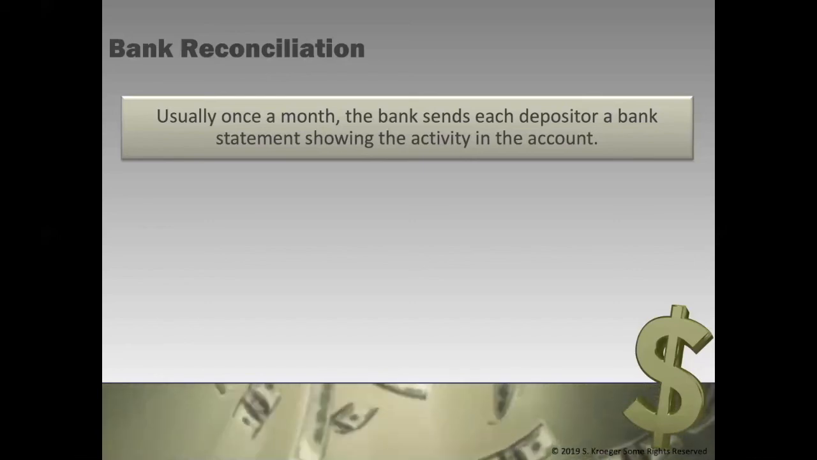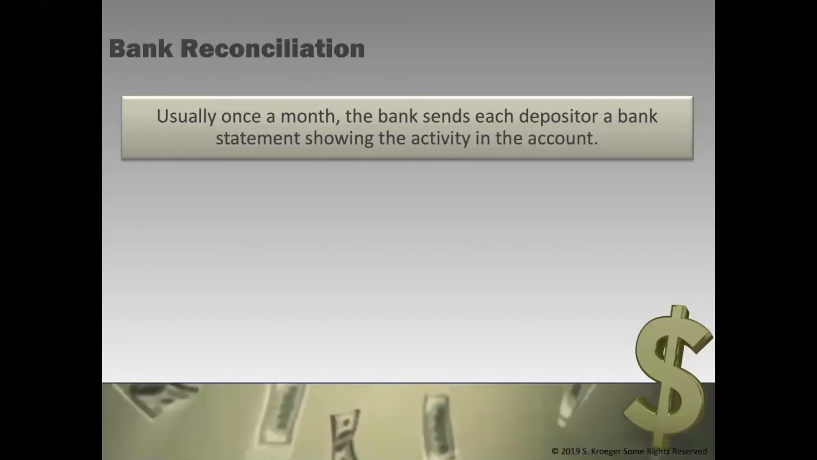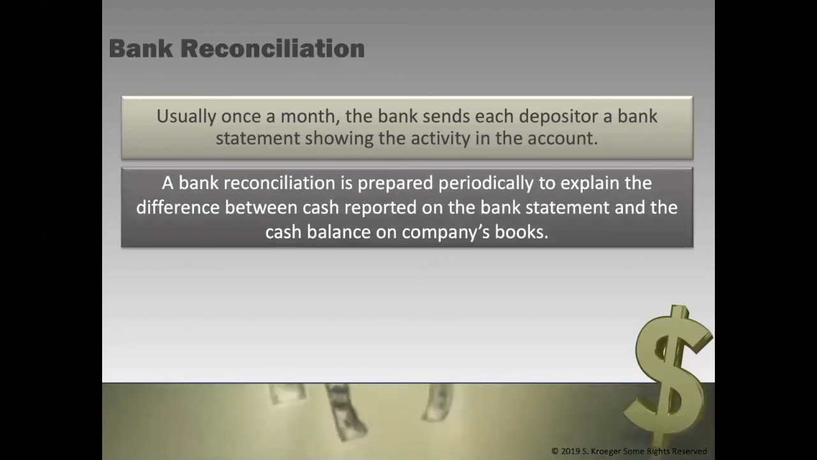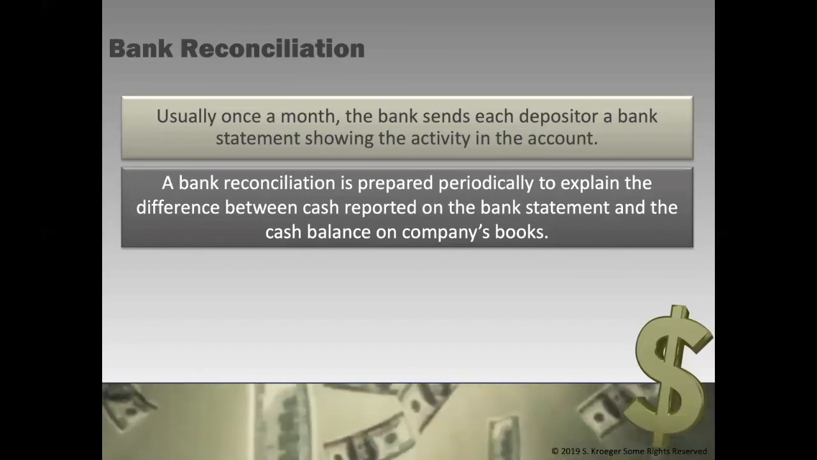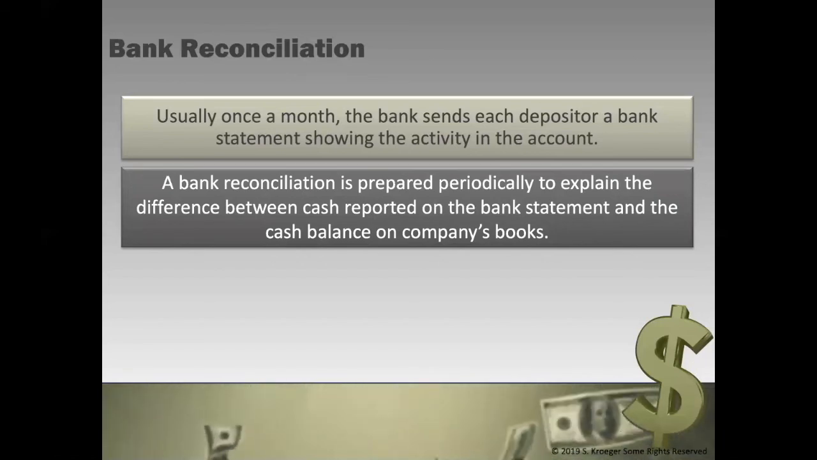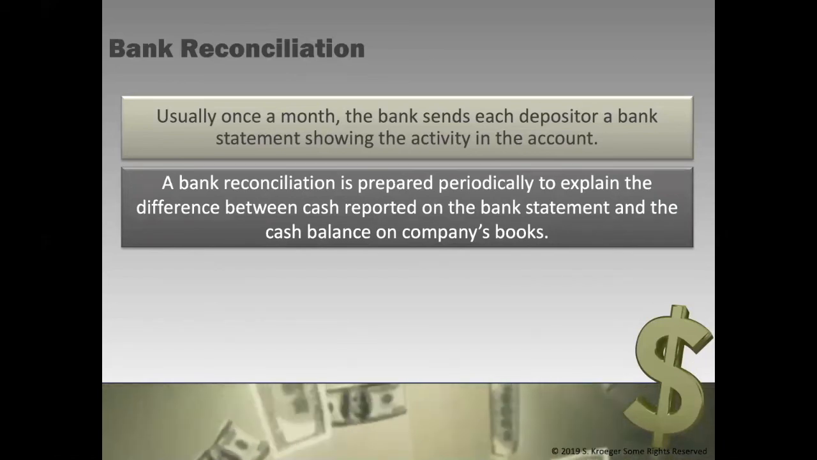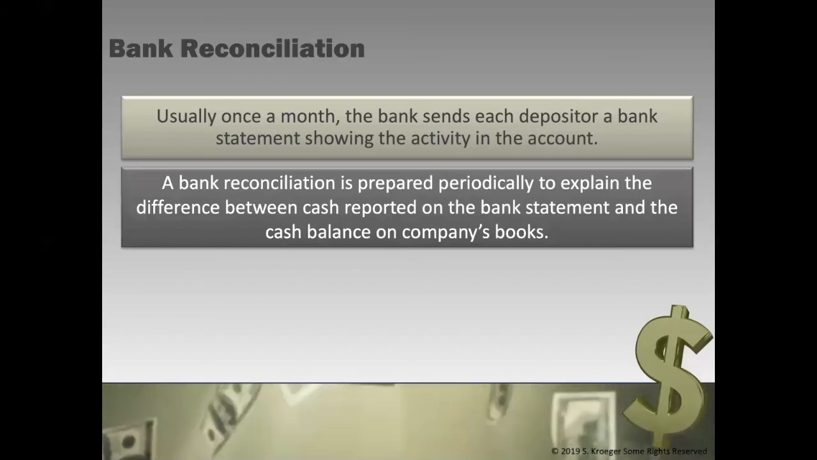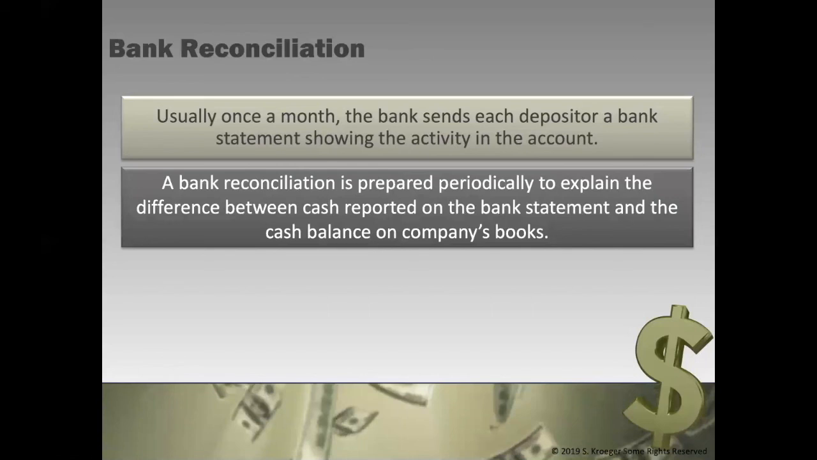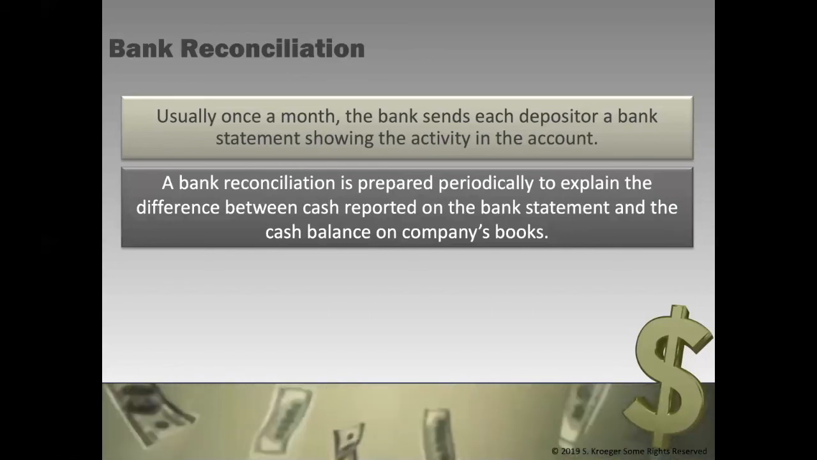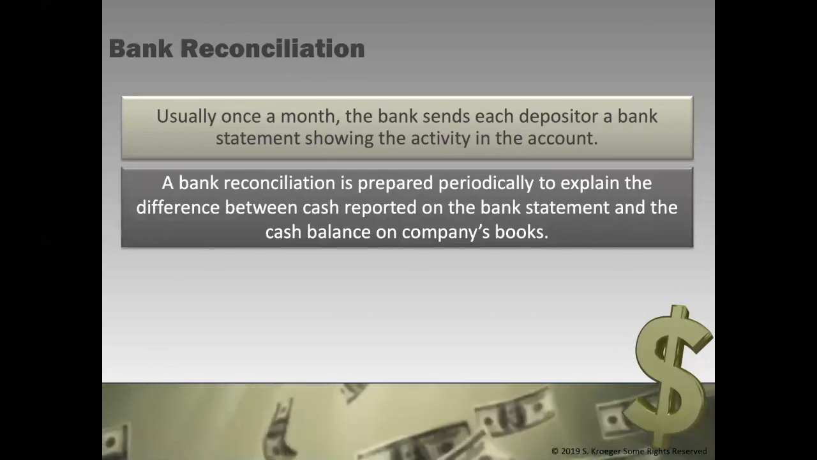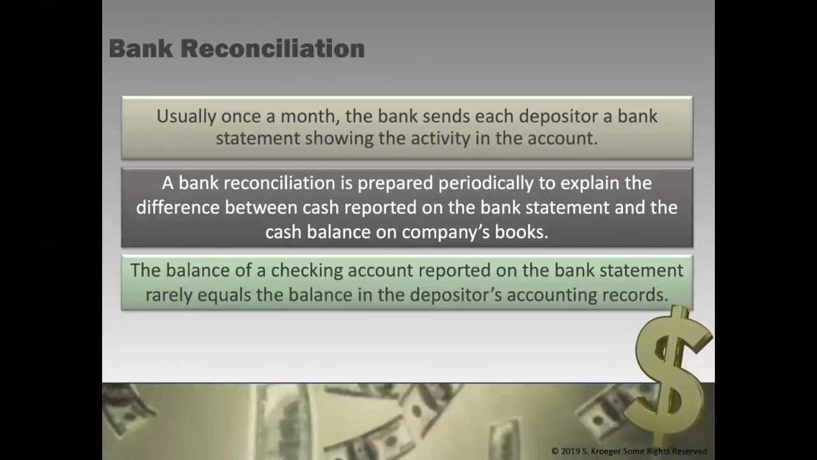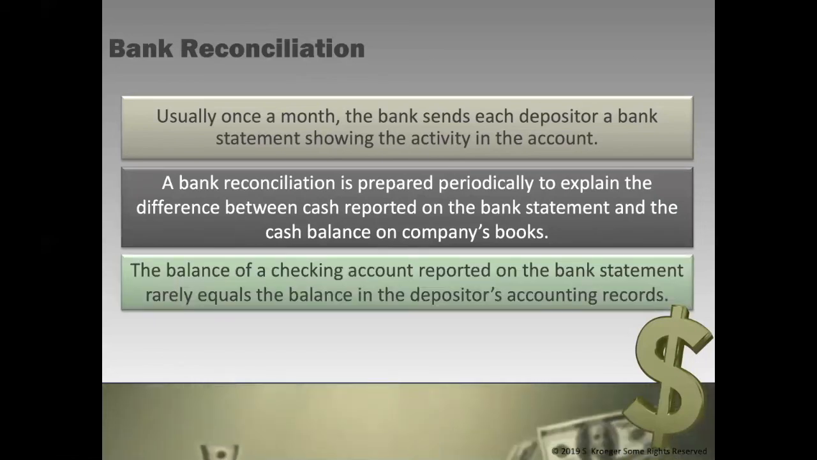Usually companies do this at the end of the month since banks send out statements every month. We're explaining the difference between the cash reported on the bank statement and the cash on our company's books. When I say the cash on the company's books, it means the general ledger account. All month long, we've been recording transactions in the journal and in the ledger for cash. And it says that we have a balance. Then we go and we look at the bank statement to see if it matches that balance. And it should, but it almost always does not.